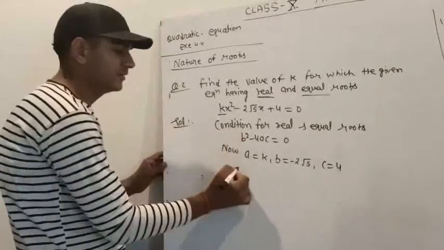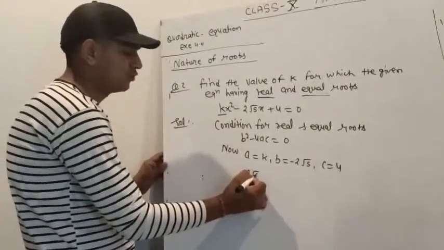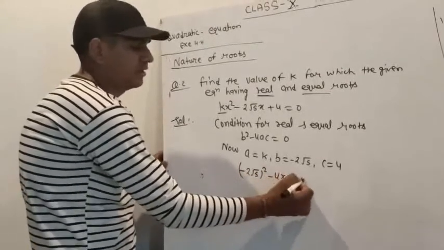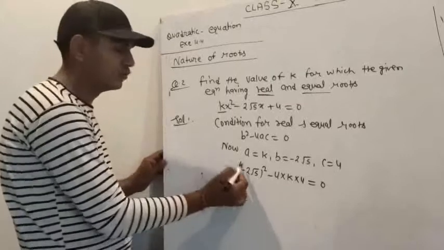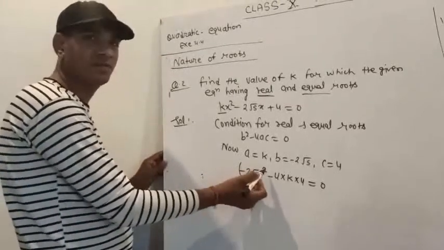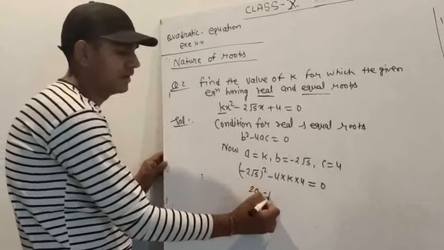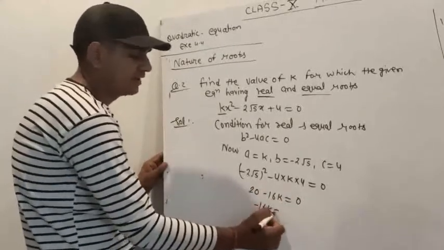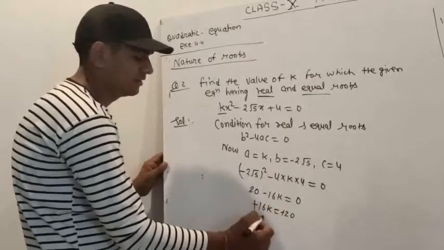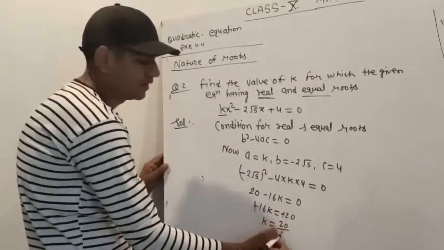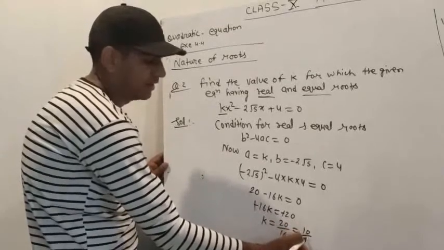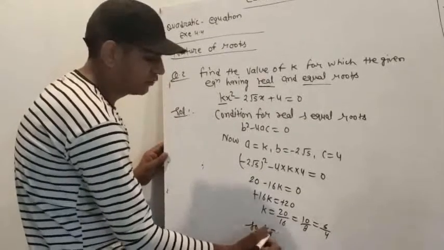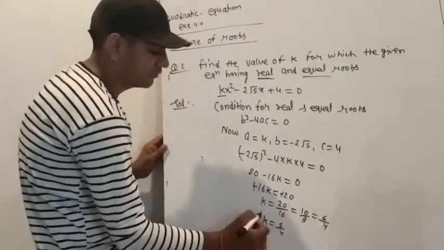We will substitute here: b square, minus 2 under root 5 whole square, minus 4 times k times 4 equals 0. Minus square is plus, 2 root 5 whole square is 20, minus 16k equals 0. Minus 16k equals minus 20, negatives cancel. What is the value of k? 20 upon 16, which is 10 by 8, which is 5 by 4. So k equals 5 upon 4.